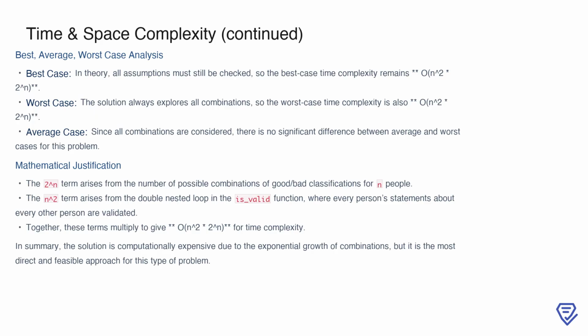Mathematically, the 2^n term arises because there are 2^n ways to classify each of the n people as good or bad. The n squared term comes from the nested loops in the is_valid function, where every person's statements about every other person are validated. These two components multiply, resulting in the overall time complexity of O(n squared * 2^n). While the solution is computationally expensive due to exponential growth, it is the most direct and feasible approach for solving this type of exhaustive validation problem.